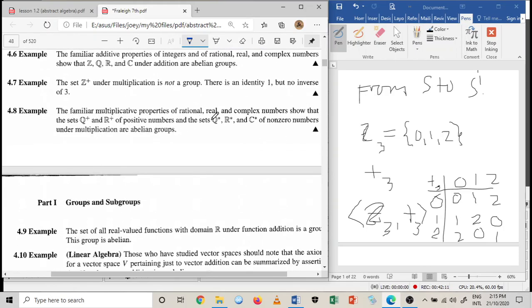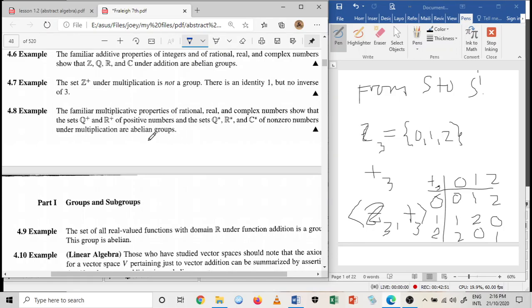Next, the familiar multiplicative properties of rational, real, and complex numbers show that these actually constitute an abelian group under multiplication. The same is true for the non-zero sets Q asterisk, R asterisk, C asterisk. It can be proven that multiplication is associative in all of these sets. There is the identity element. 1 actually can be found in each of these.